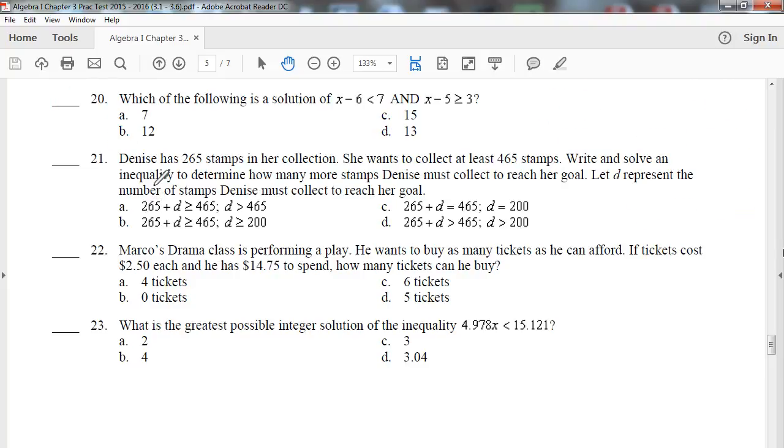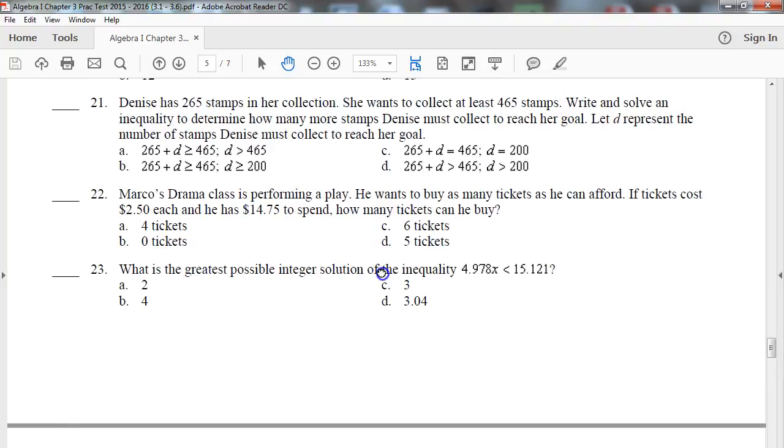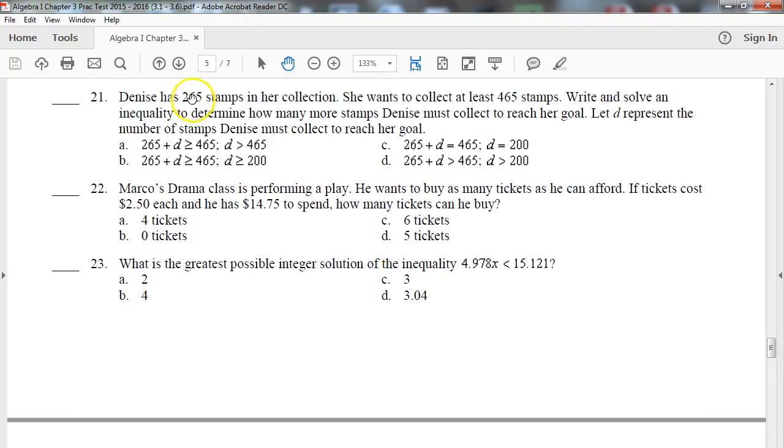Number 21, Denise has 400, oh, I can't read numbers. Denise has 265 stamps in her collection. She wants to collect at least 465 stamps. Write and solve an inequality to determine how many more stamps she must collect to reach her goal. All right, again, here's that at least. That means greater than or equal to 465.